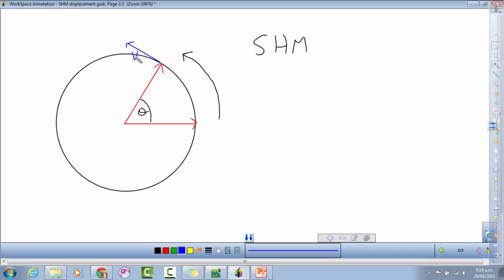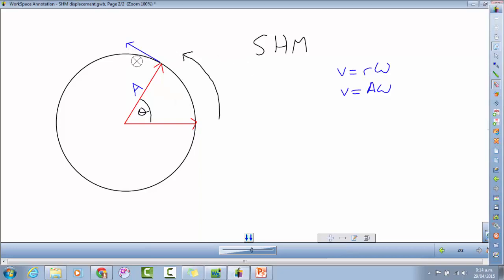Now I'm going to no longer refer to this as v, because we're going to use the amplitude a, which is equivalent to the radius, and I'm going to remind you that linear velocity is equal to the radius times the angular velocity. And so we can also say that the velocity is equal to a, the amplitude, because that's equivalent to the radius, times omega. So I'm now going to go back and change that reference to v, and I'm going to call that blue line a omega. Okay, so that's just the velocity of the object as it follows a circular path.